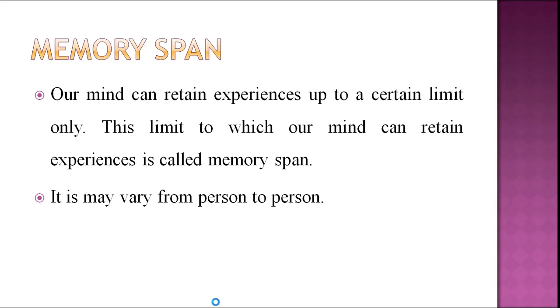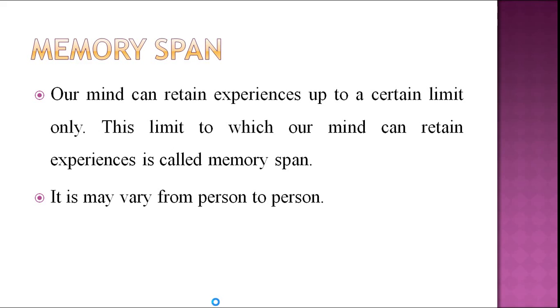It's like the memory or RAM of a mobile phone. Each and every mobile has some separate storage, in GB or TB, so the storage is different. Like that, every person's brain memory span capacity is not equal. Memory span is nothing but the limitation to retain some things. Our mind can retain experience up to a certain limit only, and this limitation is known as memory span.